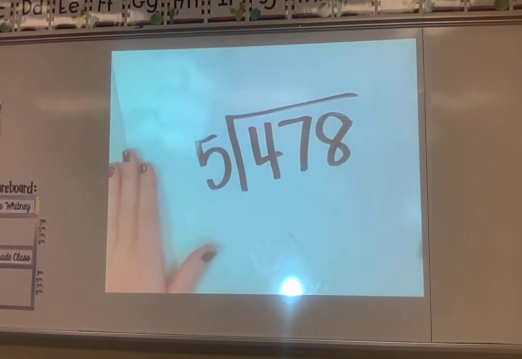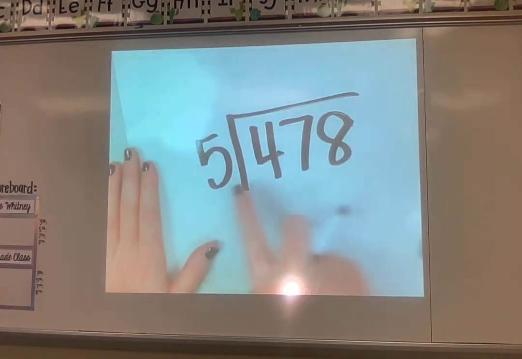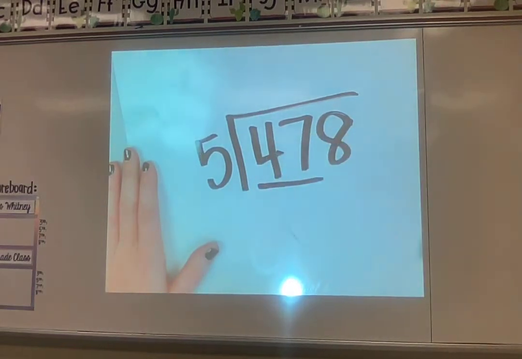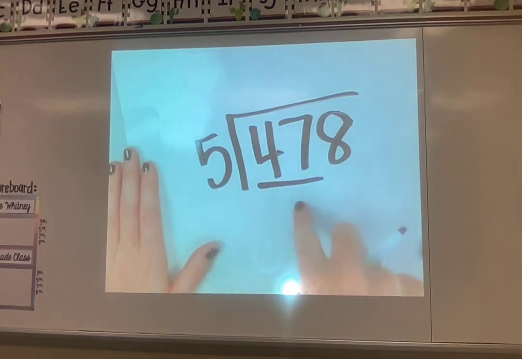I'm going to start with dangerous. How many 5s will fit into 4? Uh-oh, there's where it's different. 5 won't fit into 4. Remember, if this won't fit into my first number, I look at the first 2 numbers. And then I just go just like normal. So how many 5s will fit into 47? That would be 9.